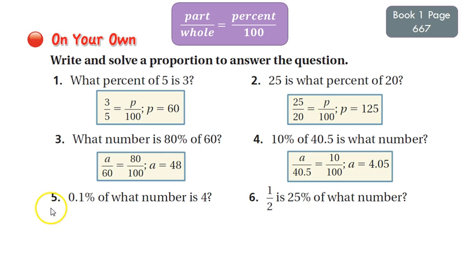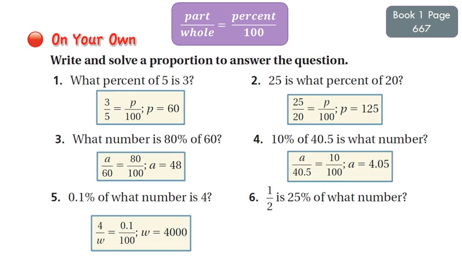The same thing goes for number 5. This 0.1 is the percentage. So this number is the number you'll see above the 100. In this case, we can cross products and then solve. When we multiply the w and the 0.1, we get 0.1w equals 400. And then we divide both sides by 0.1 to get 4,000.